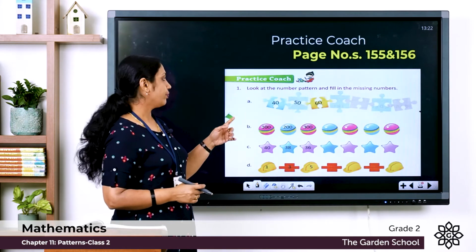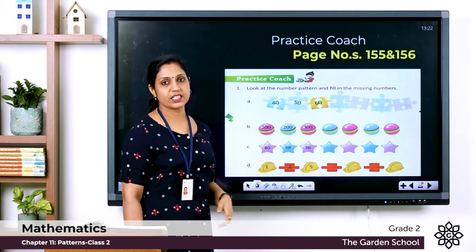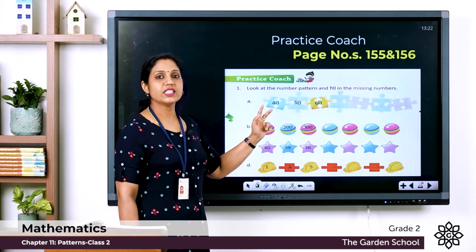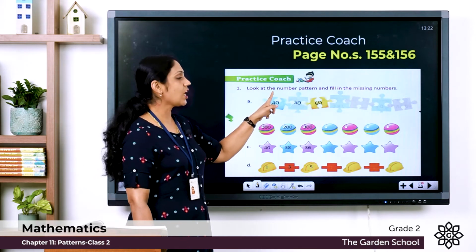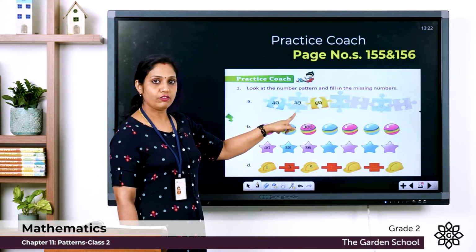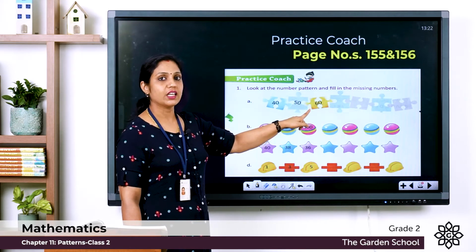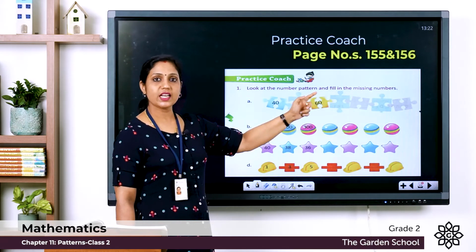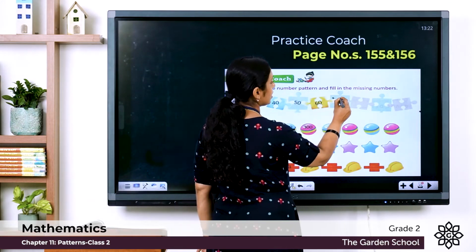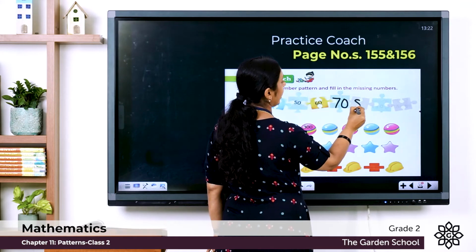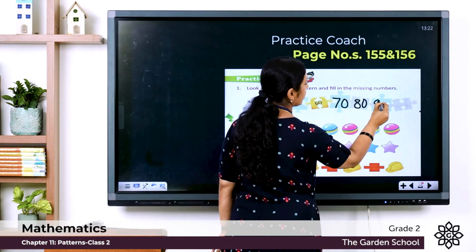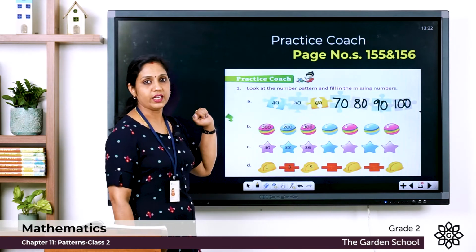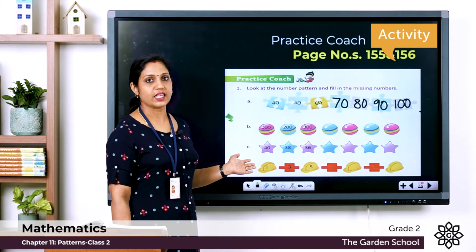Look at question A. 40, 50, 60. Which number has to come next? Let's see by how much these numbers are increasing. 40 plus how much is 50? 40 plus 10, 50. 50 plus 10, 60. Now what do we have to do with this 60? We have to add 10 to get the next number. 60 plus 10 is 70. 70 plus 10, 80. 80 plus 10, 90. 90 plus 10, 100. So now the missing numbers are complete. Likewise, you can complete the rest of the exercises.